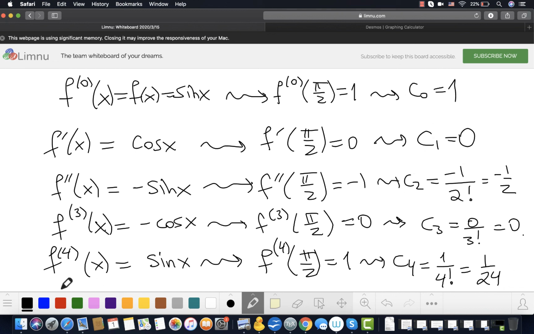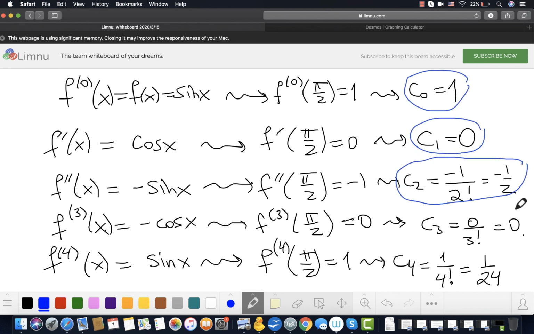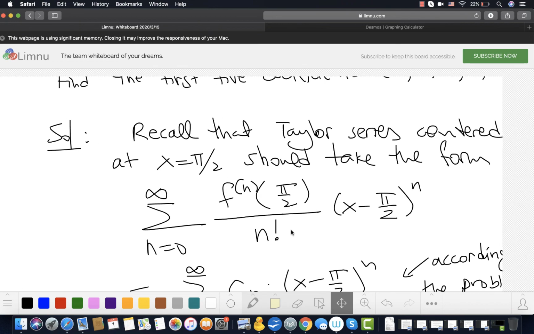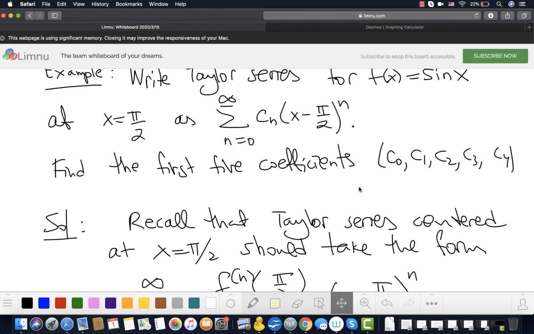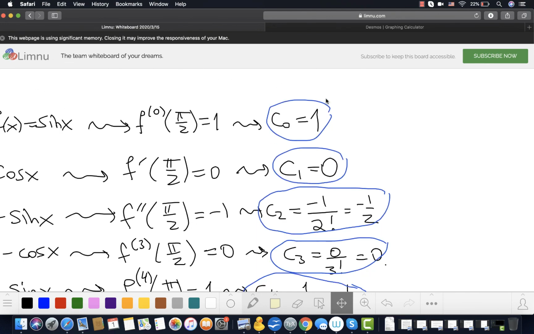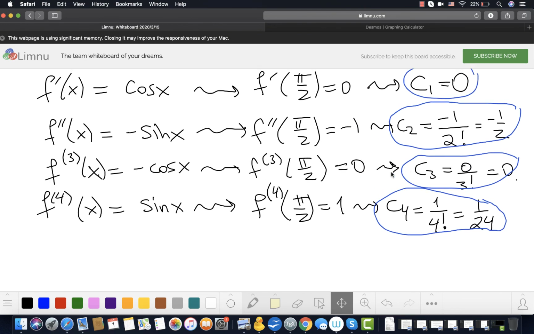c sub 0 is 1. c sub 1 is 0. c sub 2 is negative 1/2, c sub 3 is 0, and c sub 4 is 1 over 24. And this answers the question that was in the problem, finding the first 5 coefficients. And this ends lecture 24.